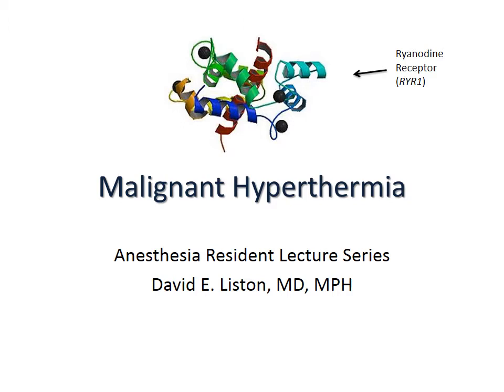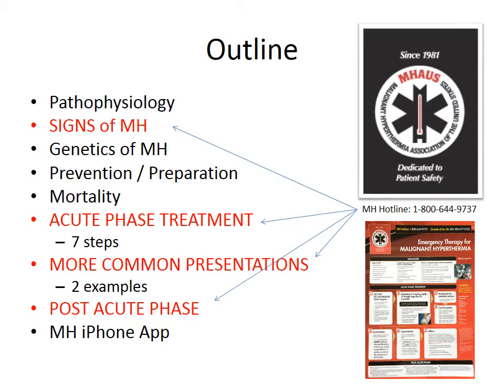Okay, so let's start. As an outline of the topic that I'll be discussing: first and foremost, pathophysiology, followed by signs of MH, the genetics of MH, prevention and preparation, what to do to avoid MH altogether, and how to be prepared if you do see it. Some mortality issues, acute phase treatment, which is broken down into 7 steps.